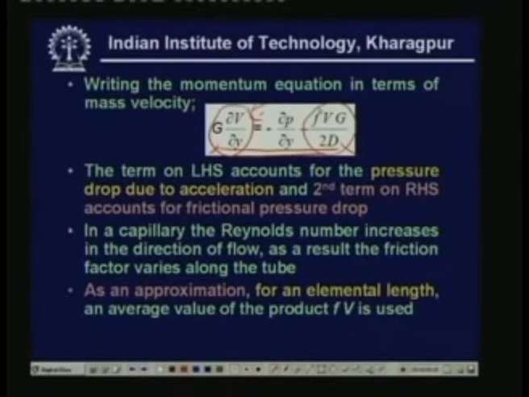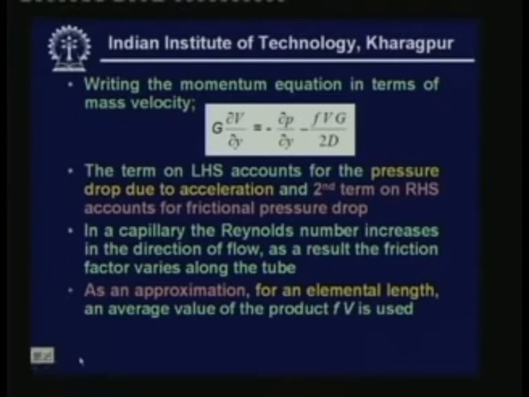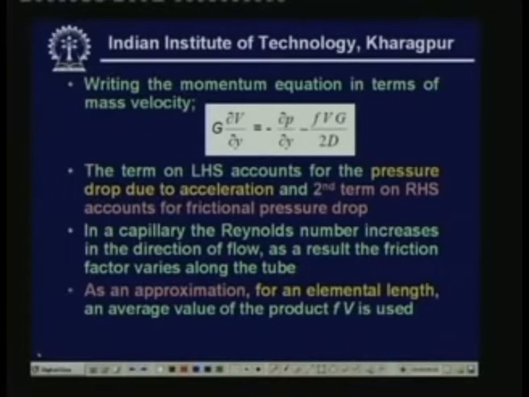And we have to find out what the friction factor is. We have to evaluate the friction factor. How do you find the friction factor? In a capillary tube, the Reynolds number increases in the direction of flow. Why does the Reynolds number increase? Because the velocity increases in the direction of flow. As a result, the friction factor also varies along the tube. But as an approximation for a small elemental length, we select an average value of the product f and v. That means we take a small elemental length and assume that for that elemental length this product is constant, or we take a mean of this. f mean we take for the elemental length.